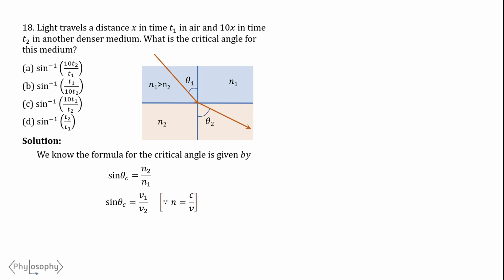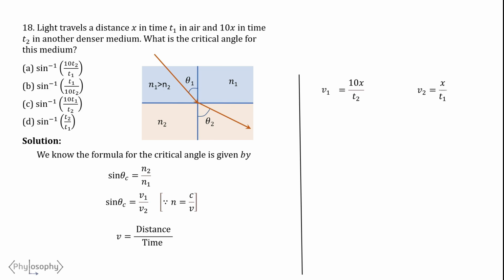Again, sin θc can be written as the ratio of two velocities v1 and v2. Here v1 is the velocity in the medium with refractive index n1 and v2 is the velocity in the medium with refractive index n2. Now we know velocity is defined as distance over time. Therefore, we can say that v1 is equal to 10x by t2 and v2 is x by t1.